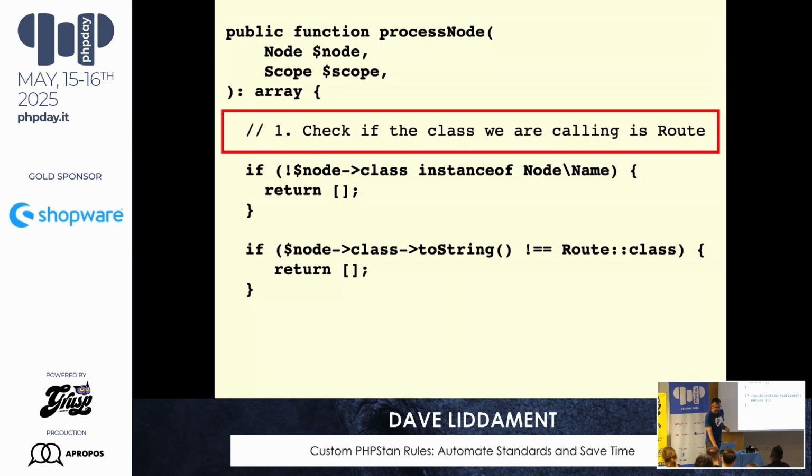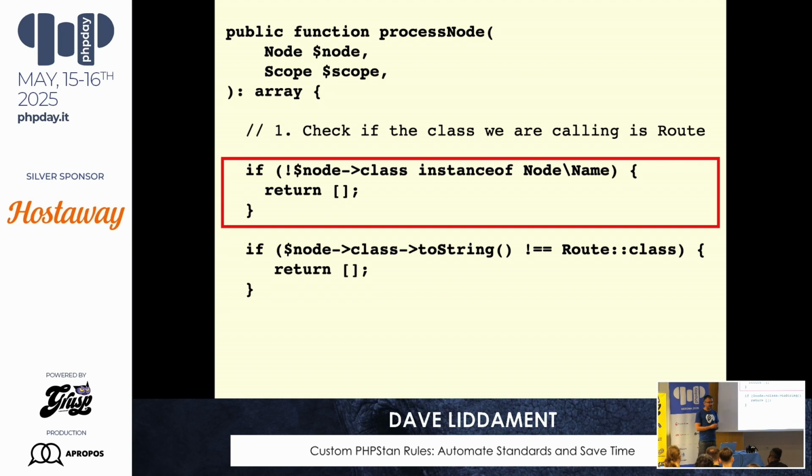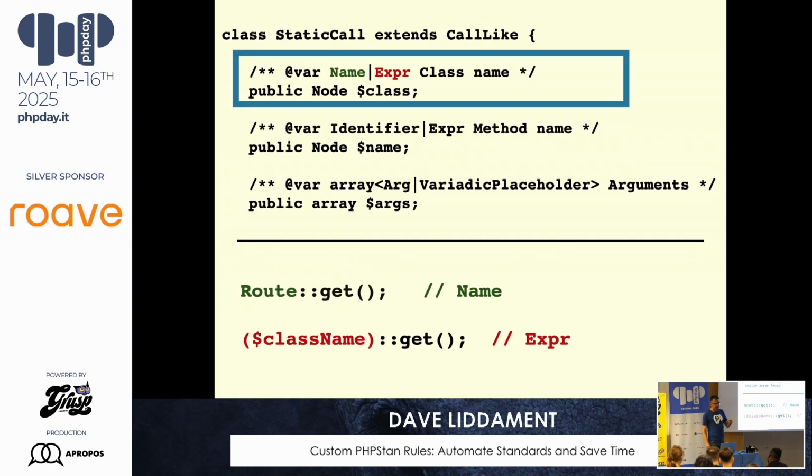The first question is: is the thing we're acting on Root? What we first of all do might look a bit odd: we're saying if the node class is not an instance of Name, then we're going to exit with an empty array. That means it hasn't found anything. And you might be saying, why would you do that? Well, if we go back to the static call, we can see that $class can be of type Name or an expression. So this is what Name would look like.